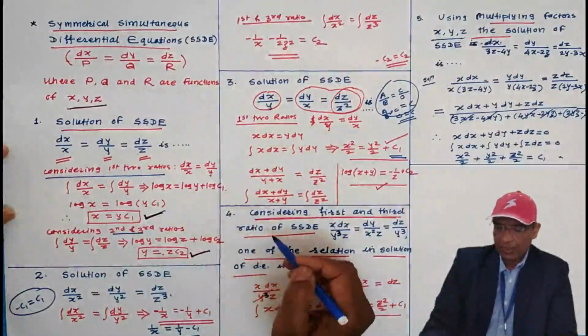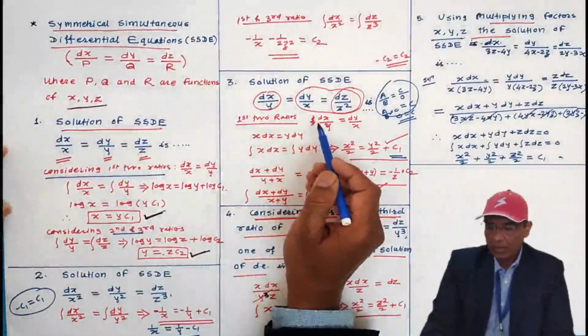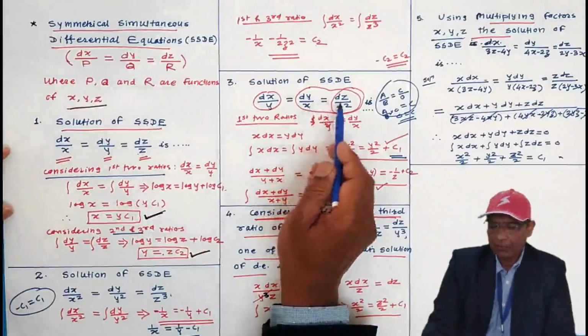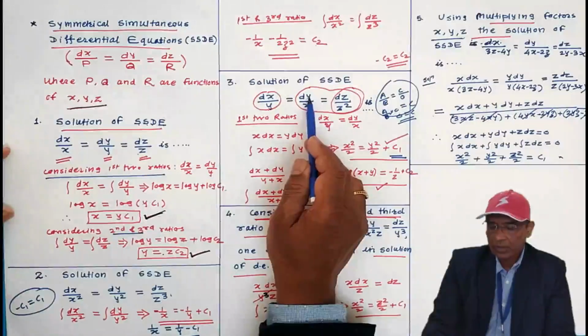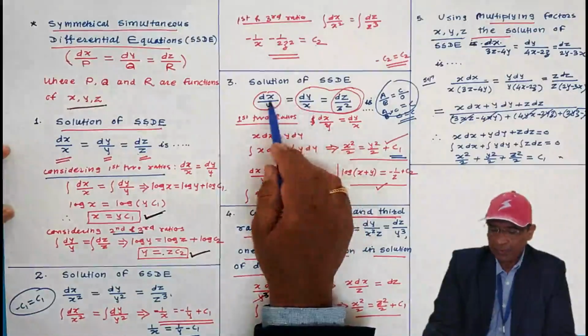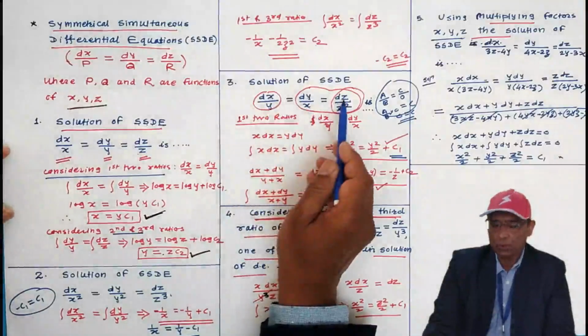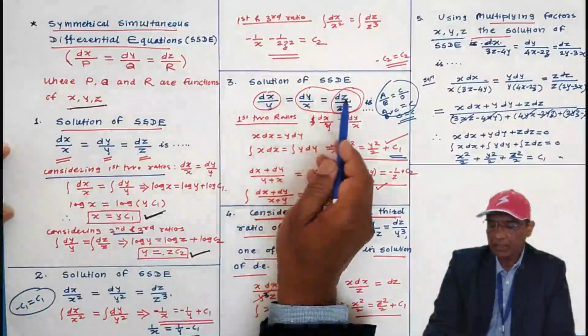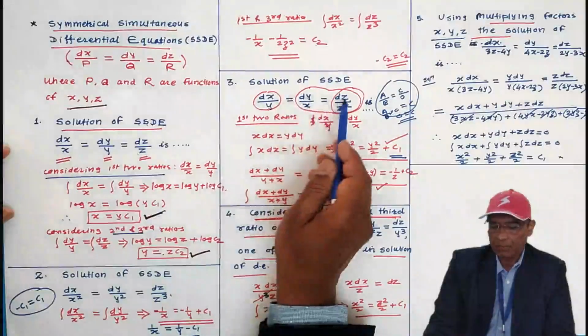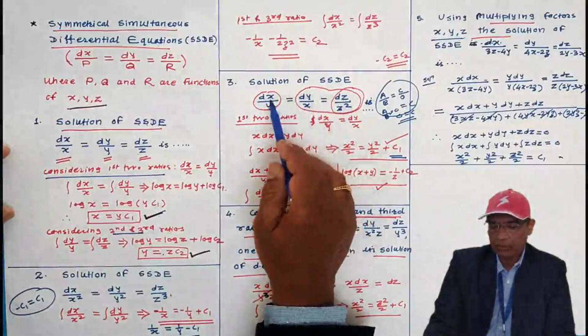Second solution now. But for second solution, you cannot equate these two ratios. Because if you equate these two ratios, in the denominator we don't want x, but x is present. We cannot equate these two ratios. Can you equate first and third ratio? No. Because in numerator dx and dz are there, and in the denominator we want x and z terms, means we don't want y term, but y is present.